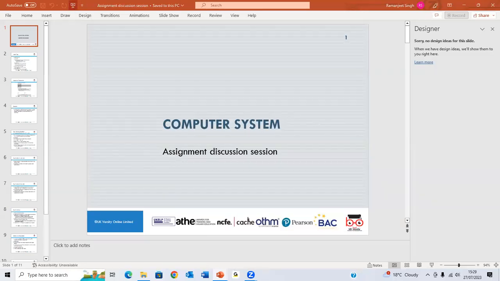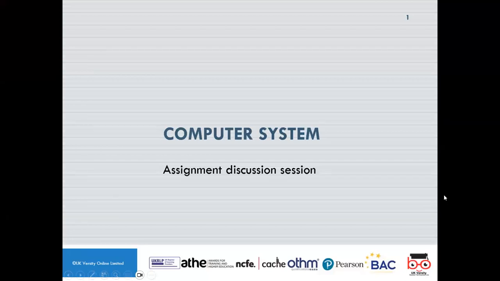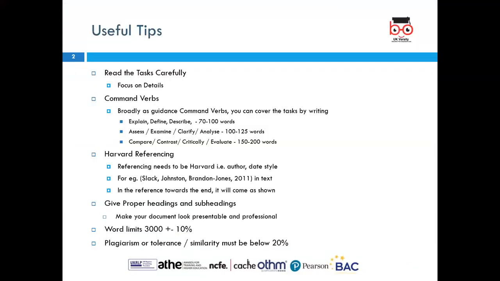Okay, so now we are going to look into our assignment discussion. We will now read the tasks carefully. I will explain command verbs, and then we look into referencing, how the assignment has to be written. And then conclusively, we will look into formatting, how this assignment has to be formatted, with table of contents and everything. Then we'll look into the workout and plagiarism.